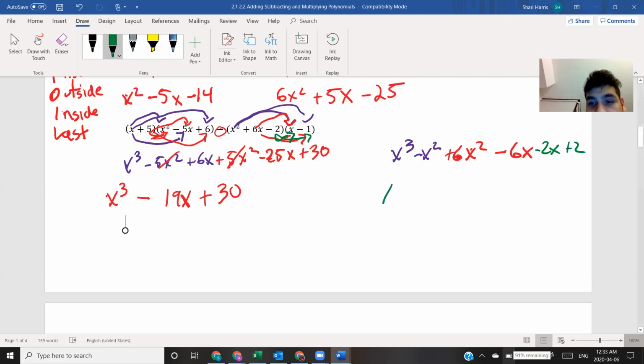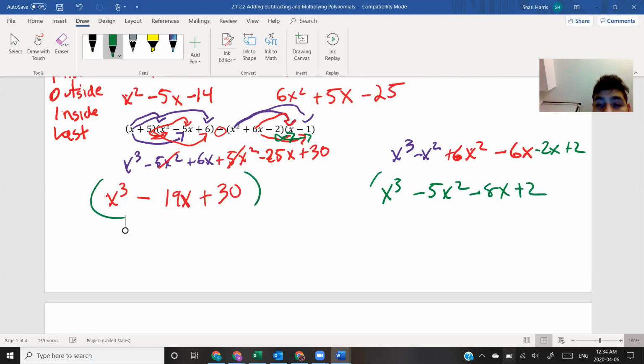And then let's simplify. X cubed minus x plus 6x squared is minus 5x squared. -6x minus 2x is -8x plus 2. So now we have these polynomials, and then we're going to subtract them.